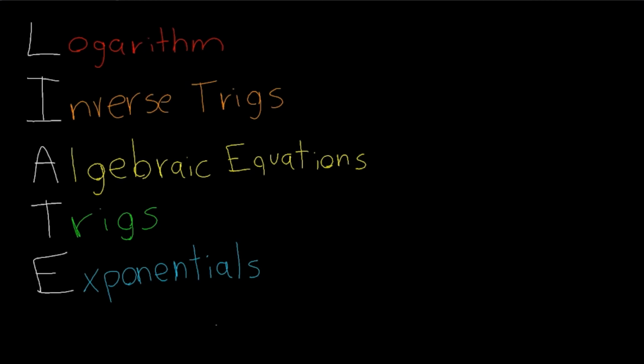Following LIATE, our u would be the part of our integrand that appears first within our key, and dv would be the second part, which includes dx. Let us look at our first problem, the integral of ln of x dx.